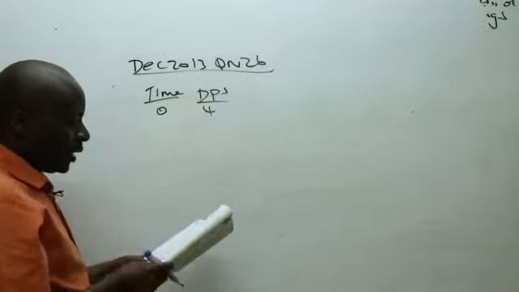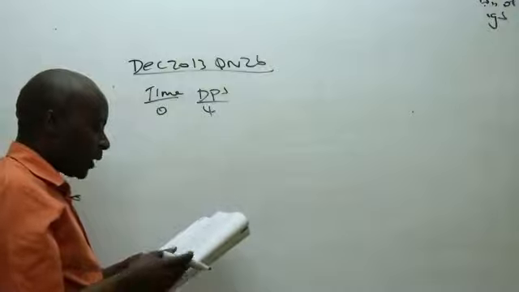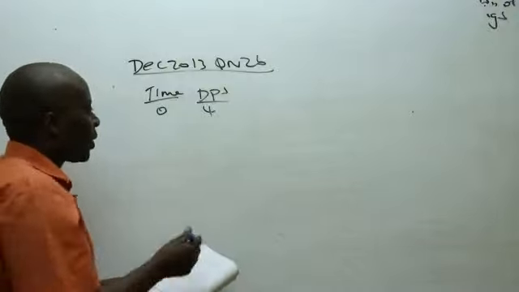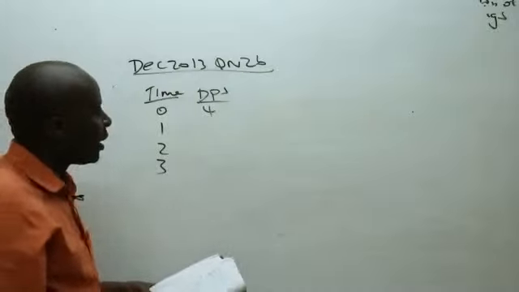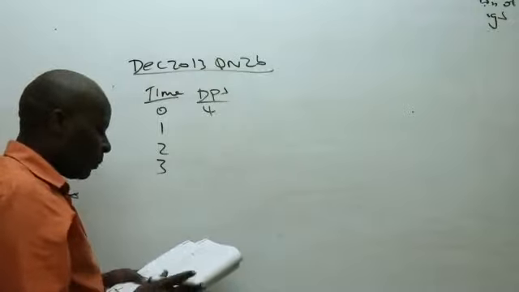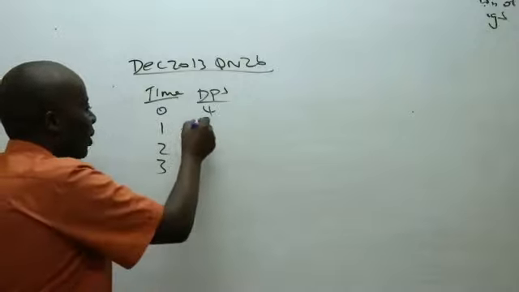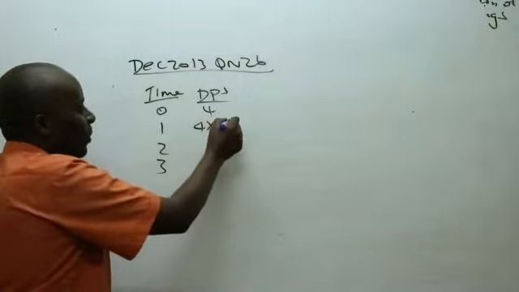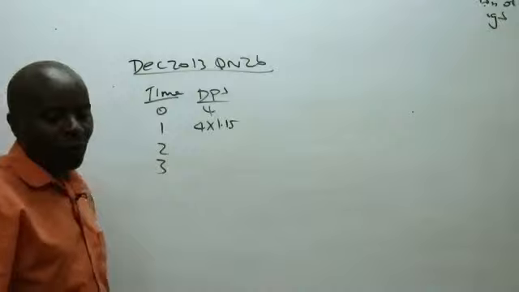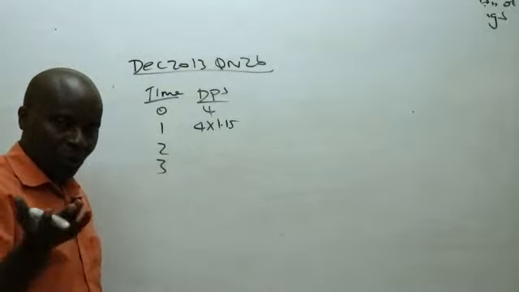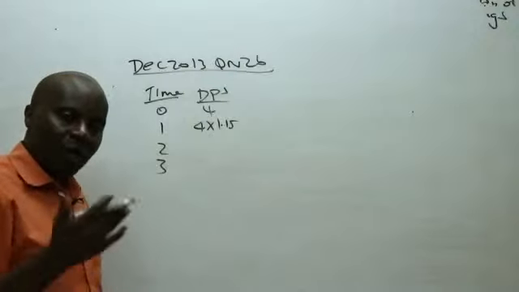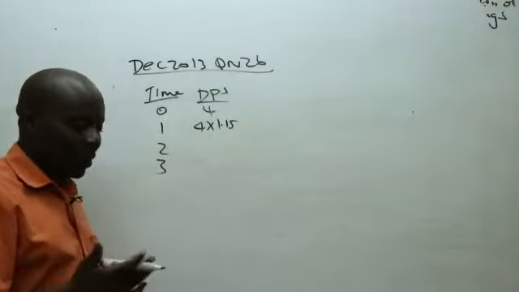And then the dividend is expected to grow at 15% per annum for the first 3 years. So we have year 1, year 2, year 3, growing by 15% per annum. I'll say year 1 to be 4 times 1.15. Where did I get 1.15 from? Because of the 1 plus the growth rate. Growth rate is 15%, so 1 plus 0.15 gives me 1.15.